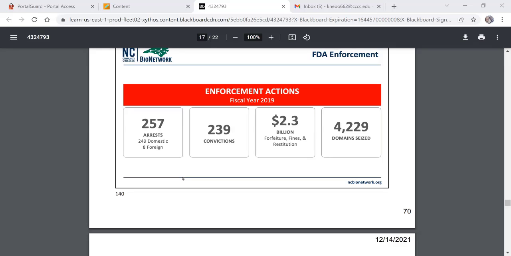So it's very important to follow this, or you can ultimately be convicted of a crime, be arrested, have to pay large fines, and/or have your product seized. So it's very important to follow those procedures.